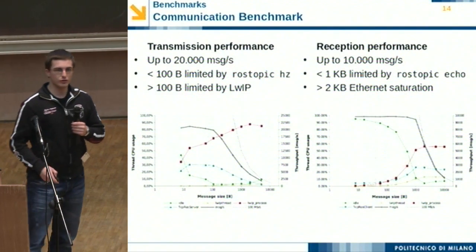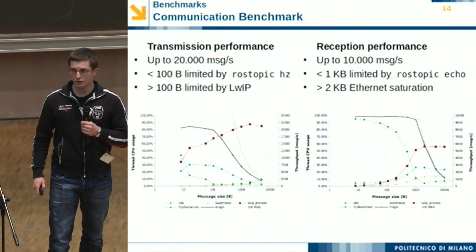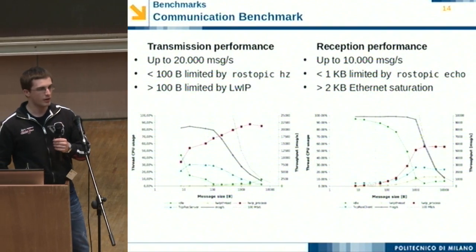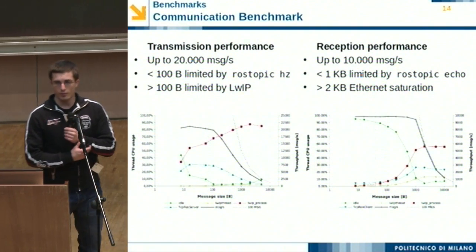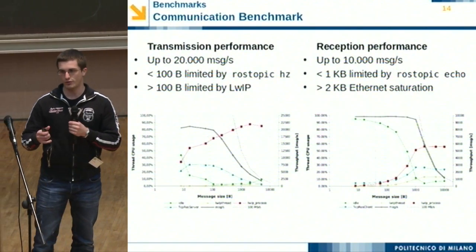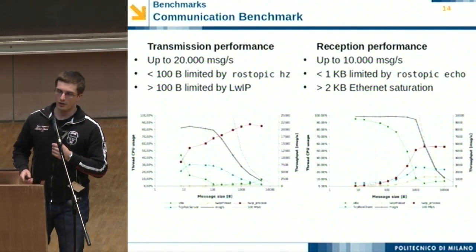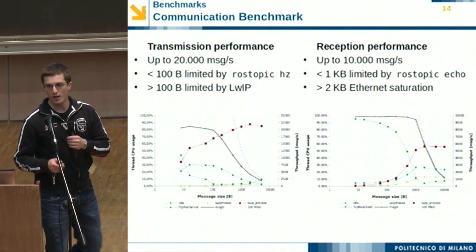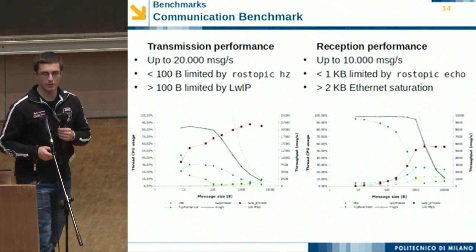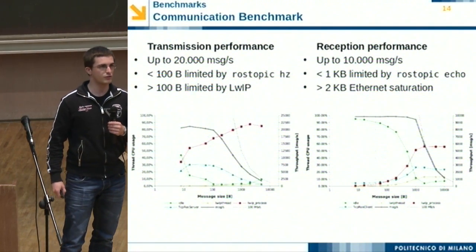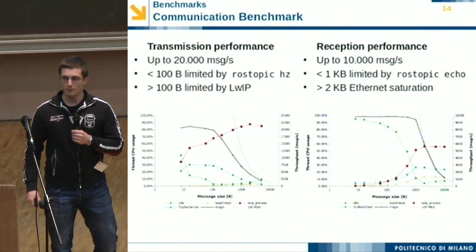Okay, we also made some communication performance benchmarks, which are simple, but I think very significant, because we streamed one topic by varying the message size and measured the CPU usage. Here you can see on the left the transmission performance, on the right the reception. We have reached on transmission a throughput of 20,000 messages per second.